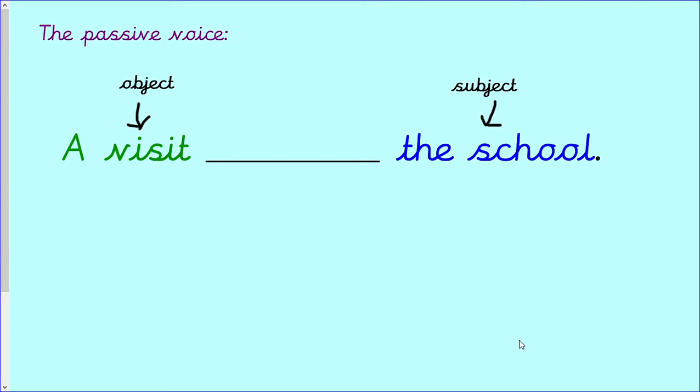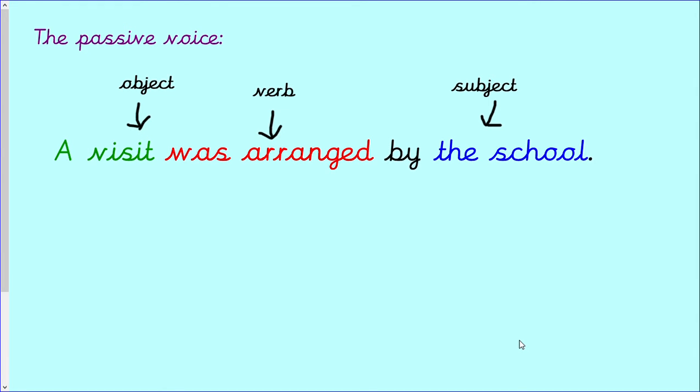Next, we have to change the verb form so that the sentence still makes sense and the subject is still the noun that is doing the verb. In this sentence, arranged gets changed to was arranged, and we add the preposition by. So in the passive voice, this sentence reads, a visit was arranged by the school.